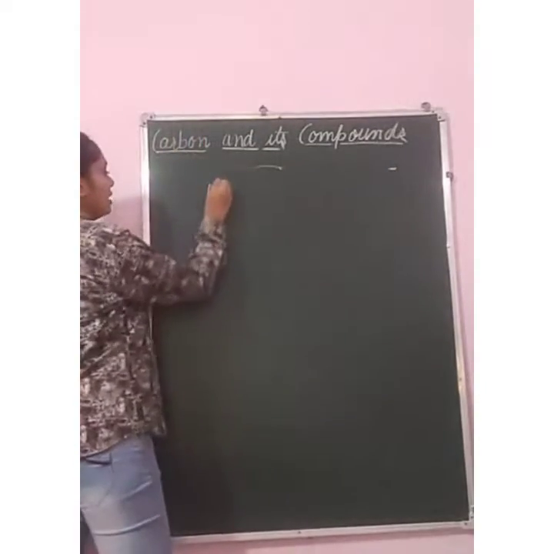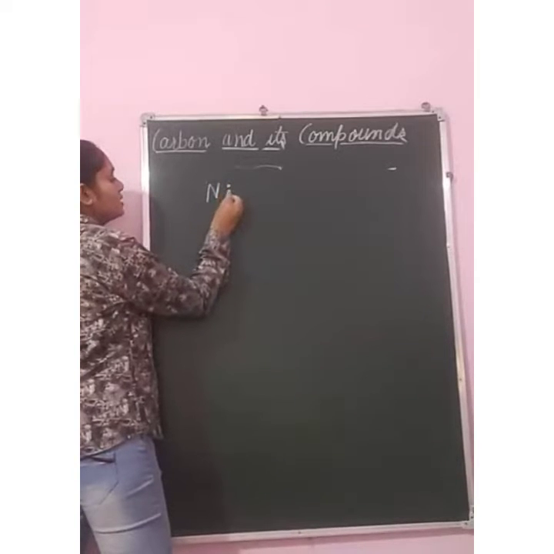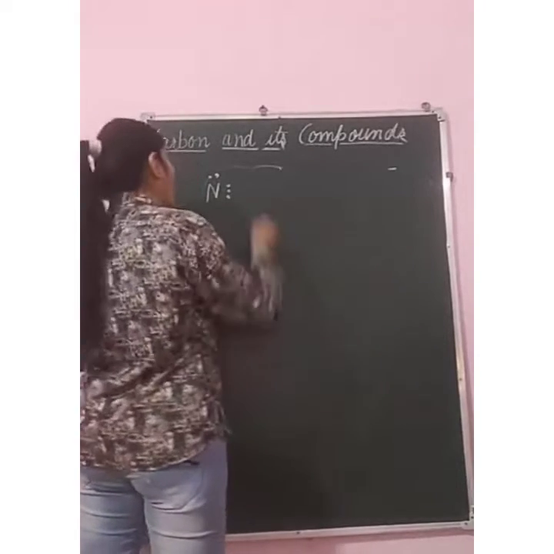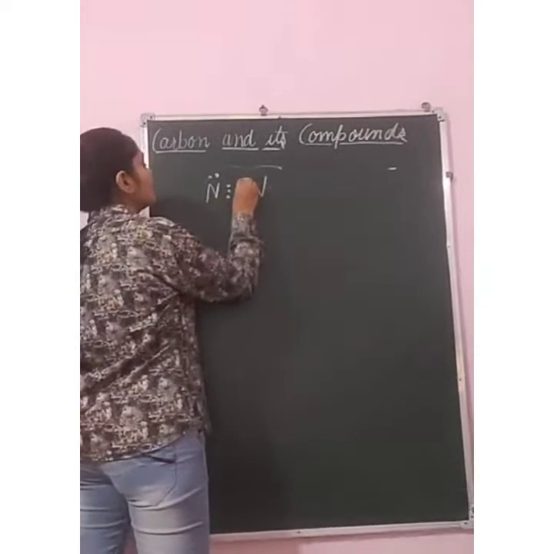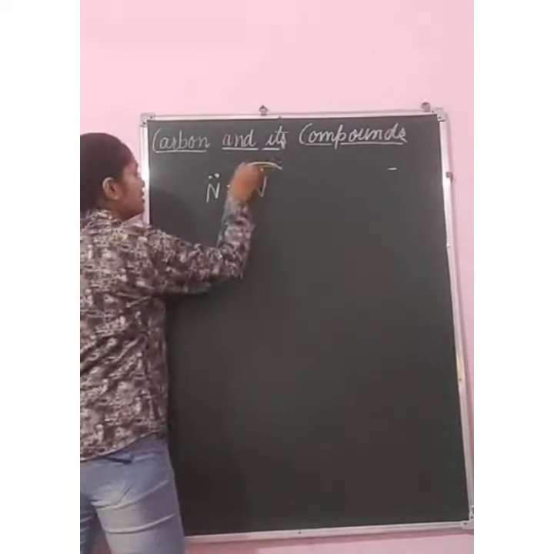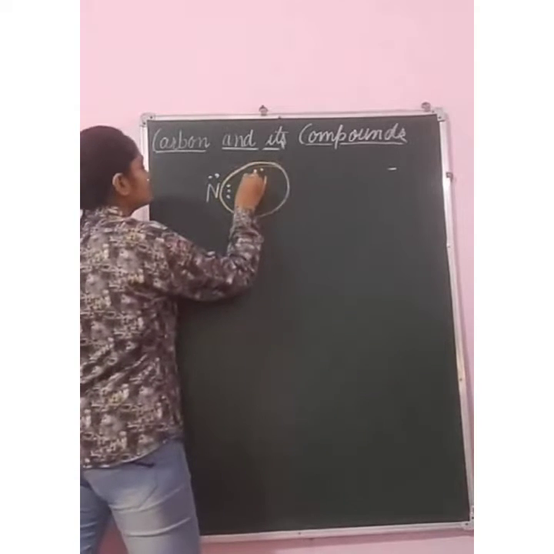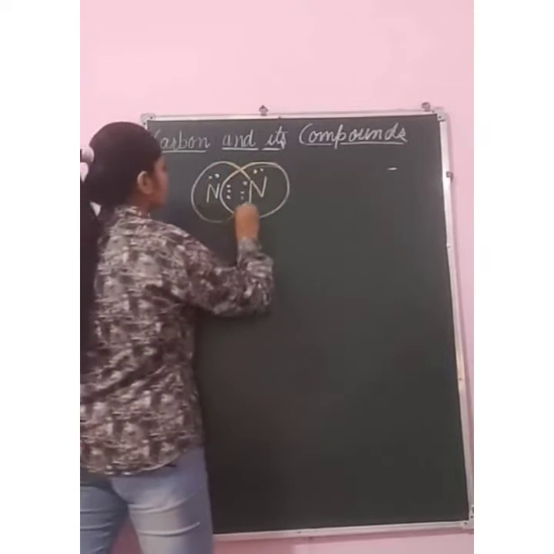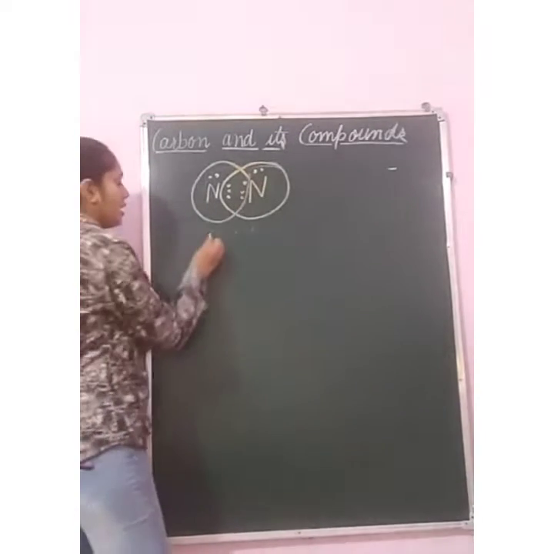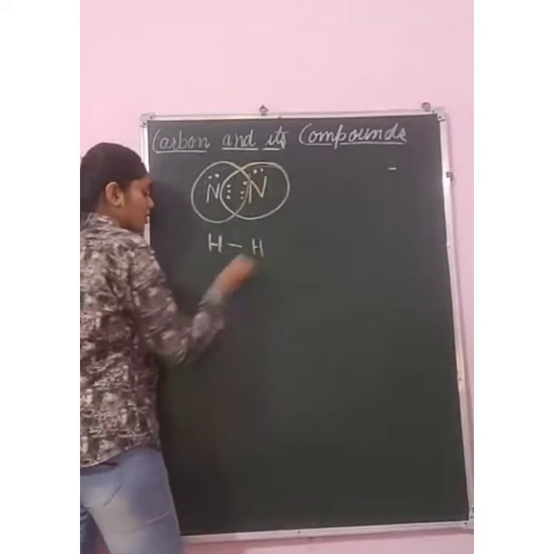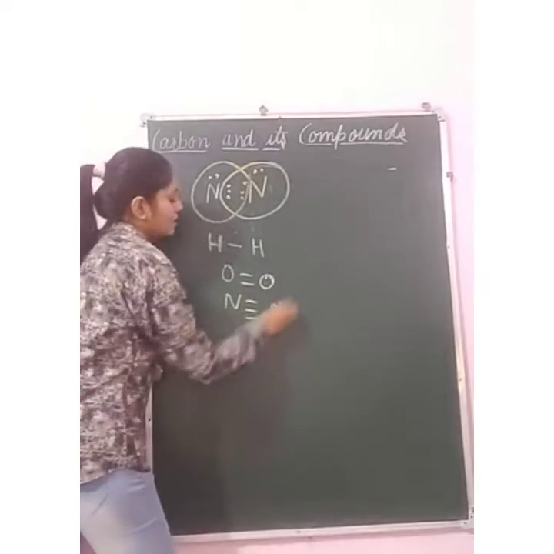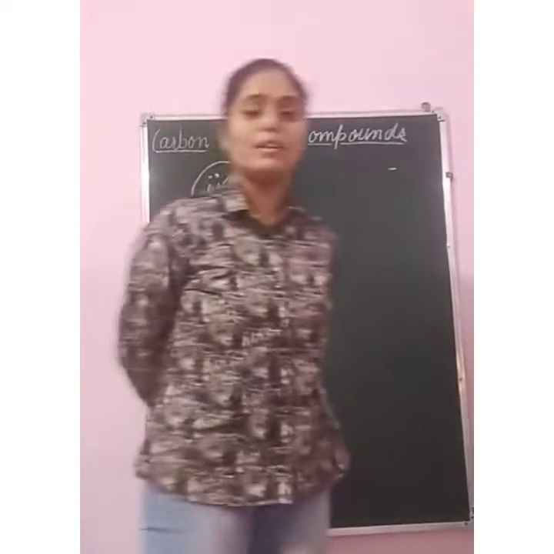The triple bond is seen in nitrogen, N2. We know that nitrogen carries 5 electrons in its outermost shell, so we will draw it. It requires 3 more electrons to complete the octet. So what will it do? It will share them with another nitrogen. So see here. These types of bonds are represented like H2 as H dash H, O2 as O double bond O, and N2 as N triple bond N. So this is all about the covalent bond.